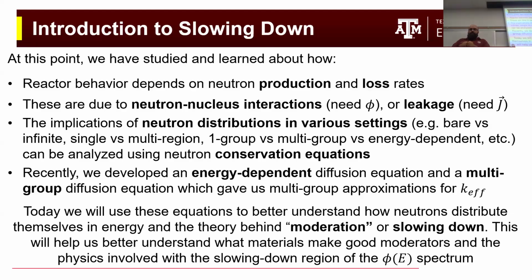So today we're going to talk about slowing down theory. At this point in the class, from exam one, we've talked about how what happens in a nuclear reactor basically just depends on the production rates and the loss rates of our neutrons in our system.